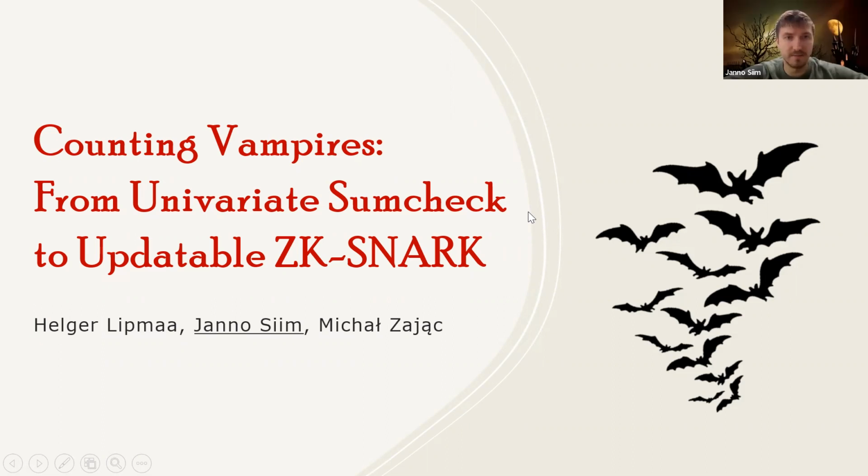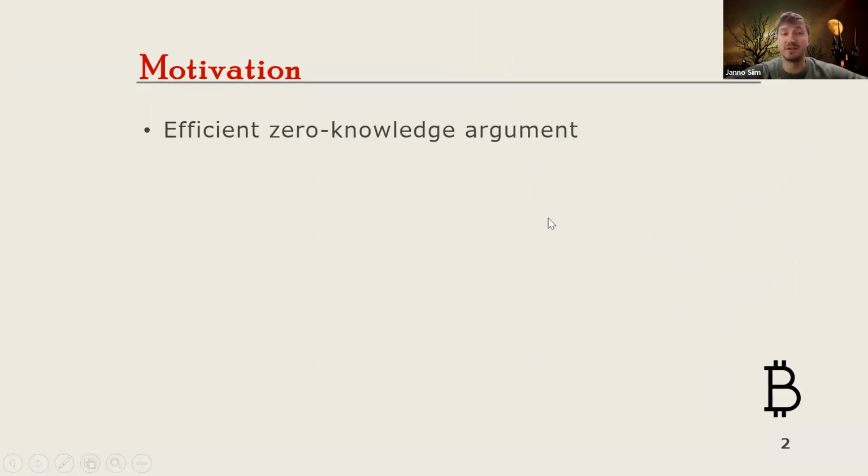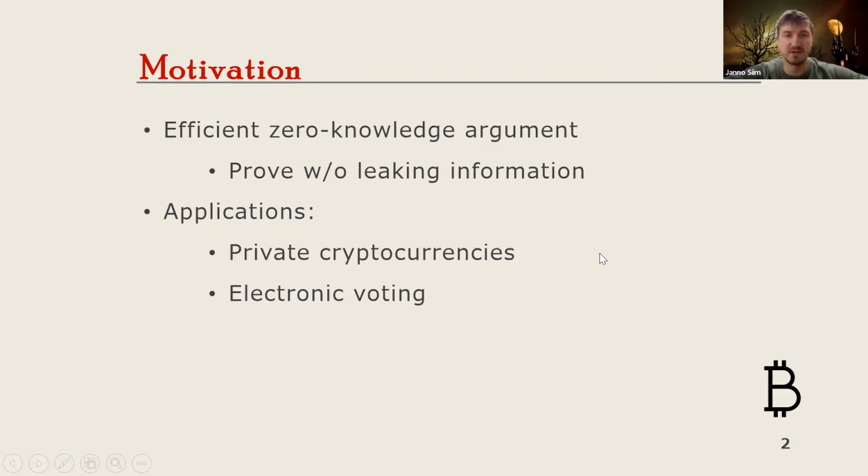So, let's start with a bit of motivation, which I guess you have heard quite a bit already. This talk is about efficient zero knowledge arguments, as all talks in this session. Basically, what one wants to do in this scenario is prove something without leaking any information. There are numerous applications for this, like private cryptocurrencies, electronic voting, where you might want to prove the correctness of a tally without leaking the votes, delegation of computation, and so on and so on.